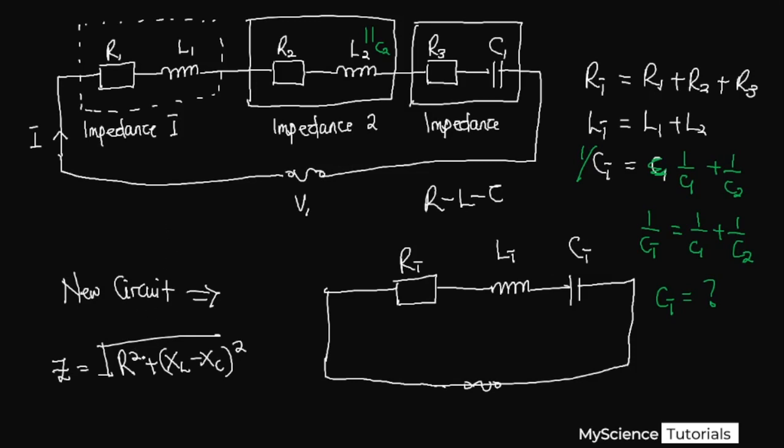Now, in the previous video, we also realized that depending on whether the capacitive reactance or the inductive reactance is bigger, this can either be XC minus XL or XL minus XC. But at the end, since we are squaring it, we're still going to have a positive value.